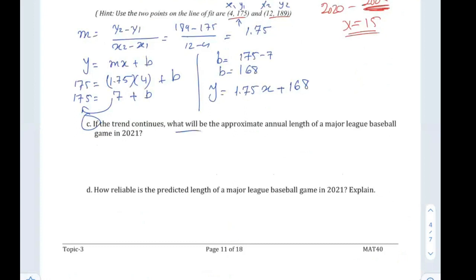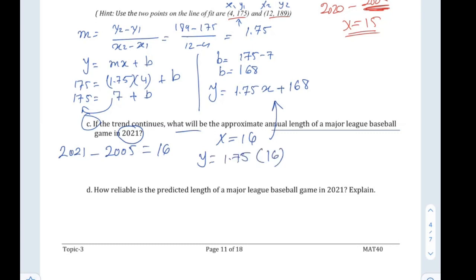If the trend continues, what will be the approximate annual length of a Major League Baseball game in 2021? For 2021, we have to subtract 2005 because this was mentioned to be our reference, and it will be 16. So that means we have to replace x with 16 in this equation. So it will be y equals 1.75 times 16 plus 168. The total will be 196, and that means we have 196 minutes. The approximate length of a Major League Baseball game in 2021 will be 196 minutes.